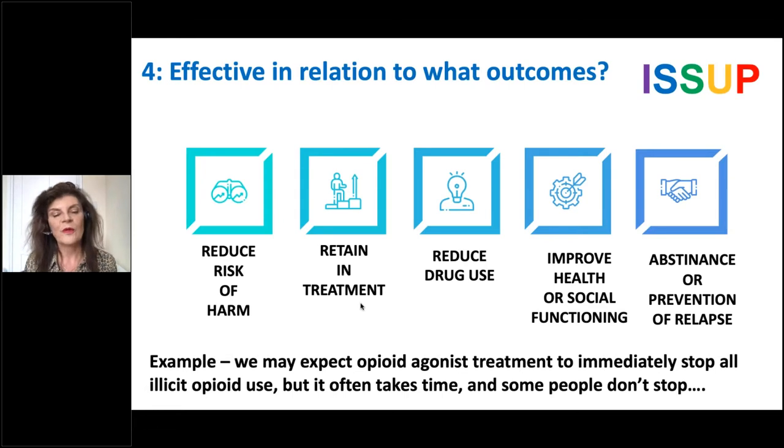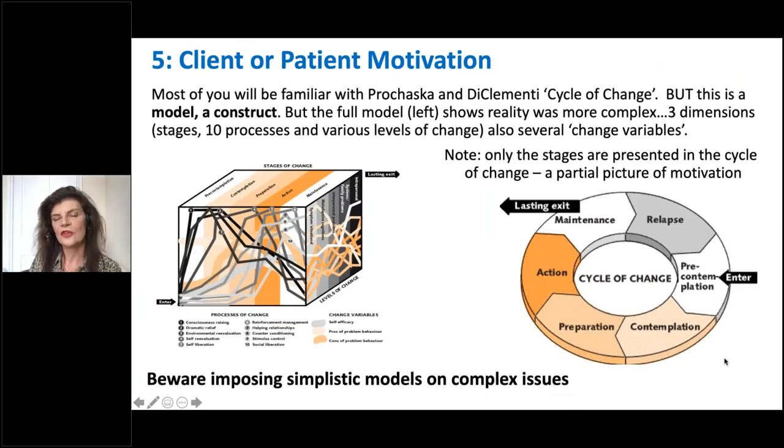So for example, with opioid agonist treatment, we may expect that people will immediately stop all illicit opioid use. But actually the evidence is that it often takes time and that some people may not stop their illicit opioid use at all. Okay, the fifth point I want to make is in terms of patient or client motivation.